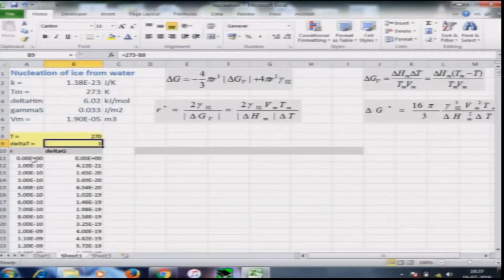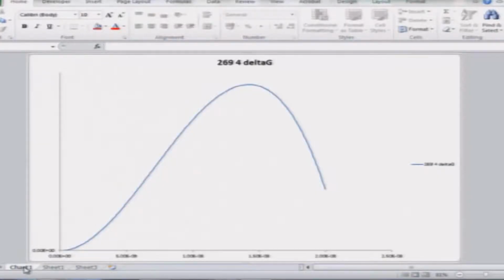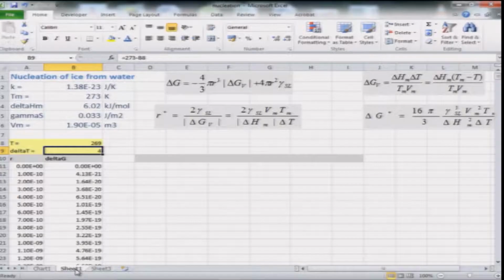And similarly, you can now play with these numbers, like make it 269, and so there is an undercooling of only 4 degrees. So, you will see graphs of basically the same shape, but the critical size is reducing as the undercooling is increasing, the energy hill is reducing as the undercooling is increasing. Using this, you can get a good picture of what is going to happen to R star, what is going to happen to delta G star as the undercooling changes.